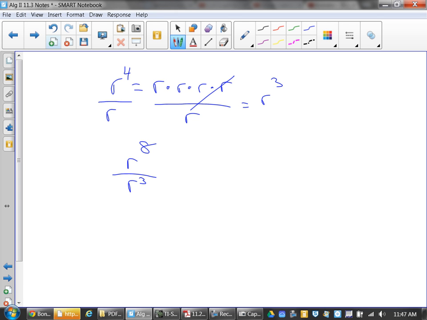What's bigger, 8 or 3? So who wins the battle of war? What's 8 minus 3? 5. In this one, if it's r to the 3rd divided by r to the 12th, who wins the battle? So what's 12 minus 3?